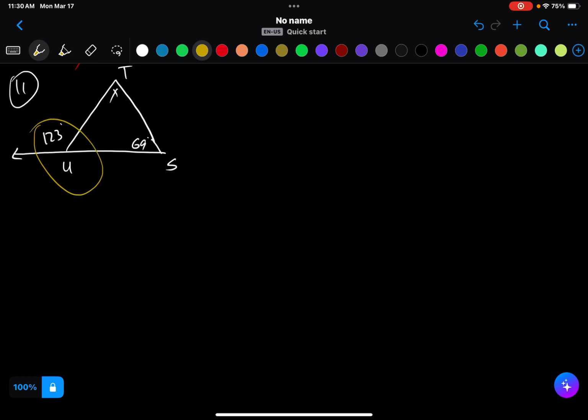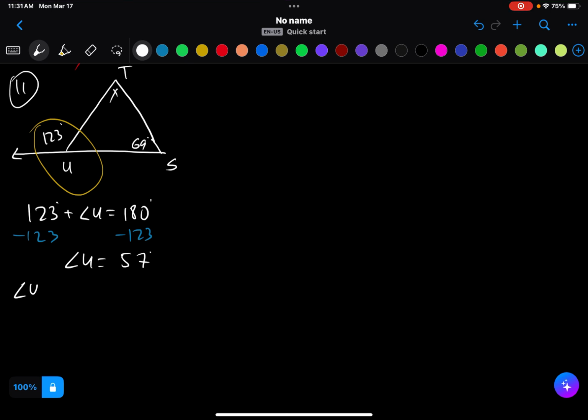And I find U using the supplementary angles. I know the exterior angle right next to U is 123. So I know that 123 degrees plus angle U has to equal 180 because they're supplementary angles. So I just simply subtract 123 from both sides. And I know that angle U is going to be 57 degrees. Let me double check the math, but I'm pretty sure that is correct. Yeah. So angle U is 57.